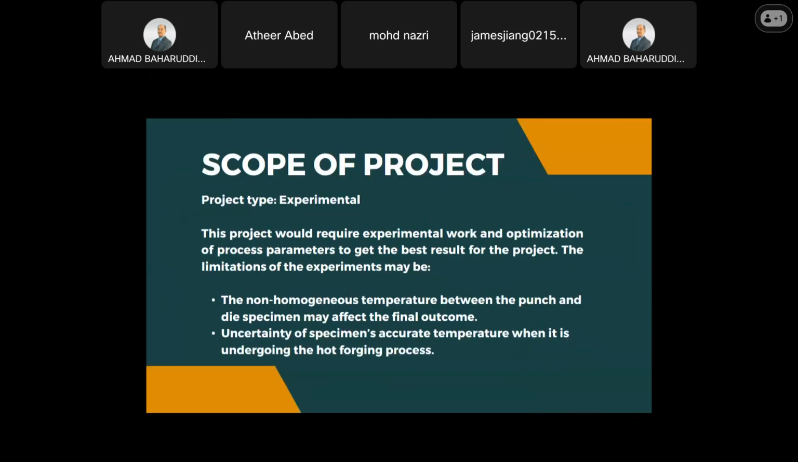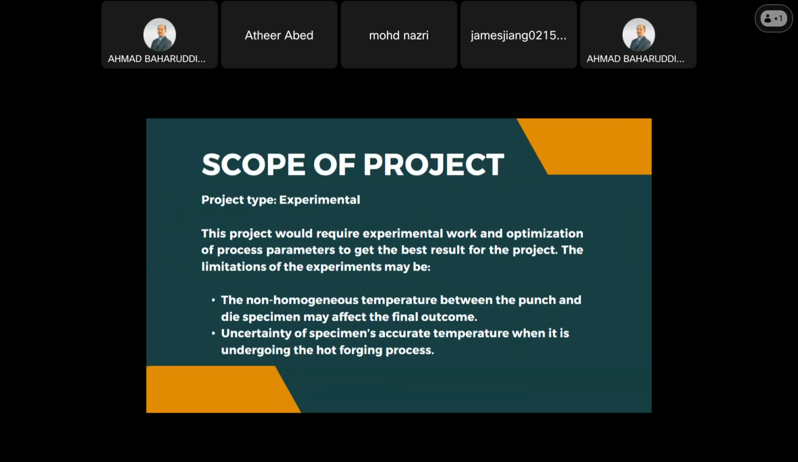Right here is the scope of my project. So my project type is experimental, and this project will require experimental work and optimization to get the best result. And there are a few limitations for my project. One of them is that the non-homogeneous temperature between the punch and die and the specimen may affect the final outcome. So during press forming, the specimens will be placed on the punch and die, and it will press. However, because the temperature of the punch and die won't be the same as the heated specimen, that may affect the final outcome.